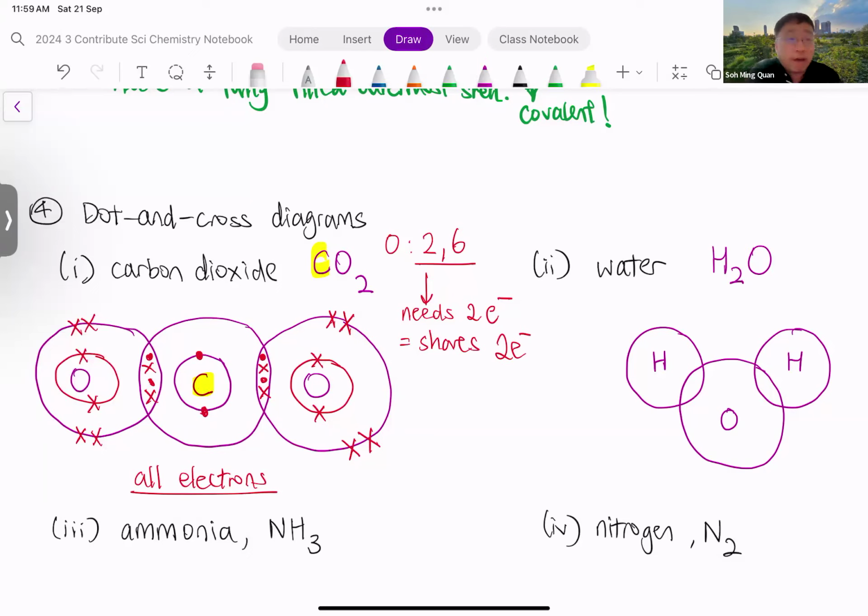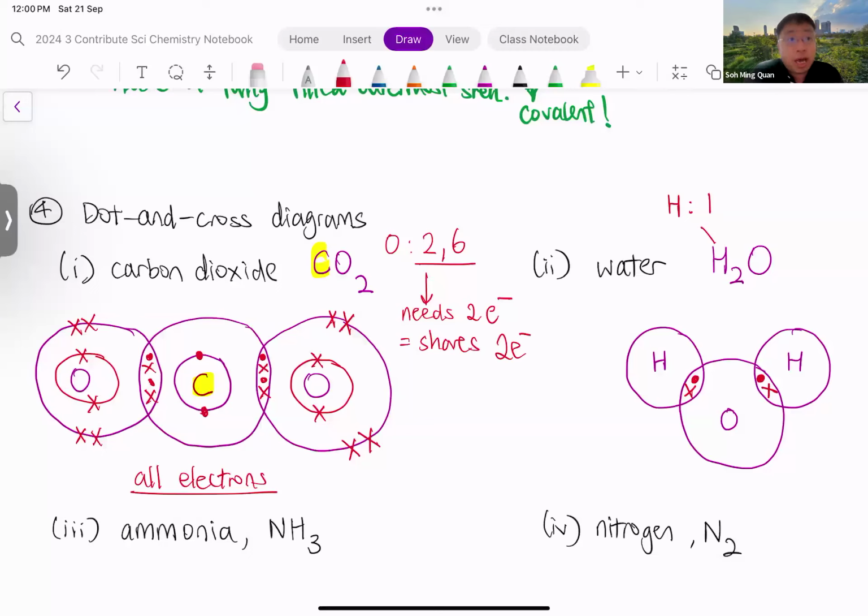Next, we have to decide how many electrons will hydrogen share. For hydrogen, it's simple. Because if you look in the periodic table, hydrogen only has 1 electron. If you only have 1 electron, the only thing that you could do is to share 1. So you notice, if I share 1, it's dot and cross. Why dot and cross? Because hydrogen shares 1 with oxygen. Oxygen will share 1 with hydrogen. 1 dot, 1 cross. That's called sharing.